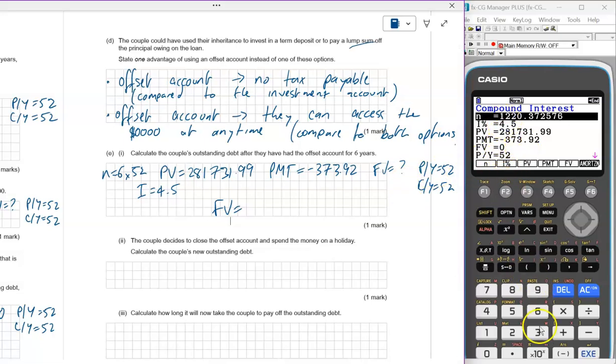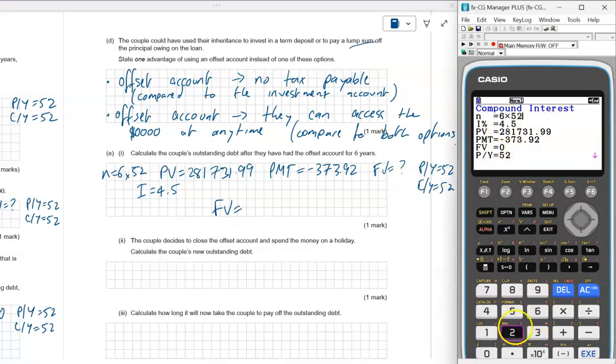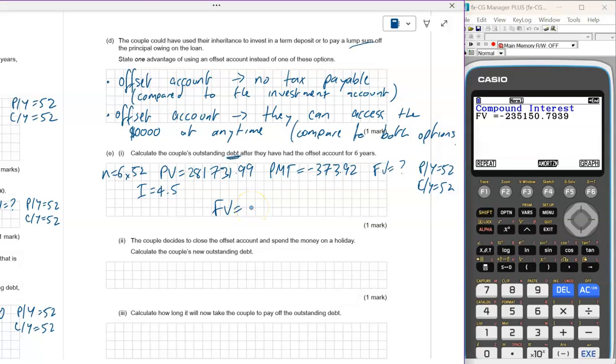So based on that, what is the future value after 6 years of the money in the offset account? All we need to do is change N to 6 times 52, and calculate for the future value, which suggests that they have a debt of $235,150.80. Now, the debt there obviously doesn't include the money that they've got in their offset account, because that's essentially being paid against the loan, although it hasn't been paid off the loan yet. They're not being charged interest on that.